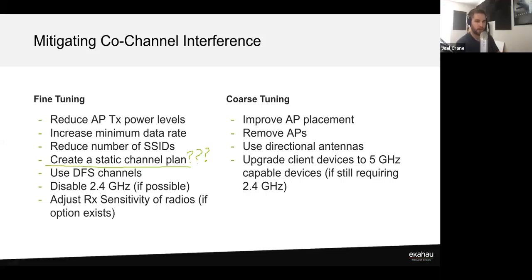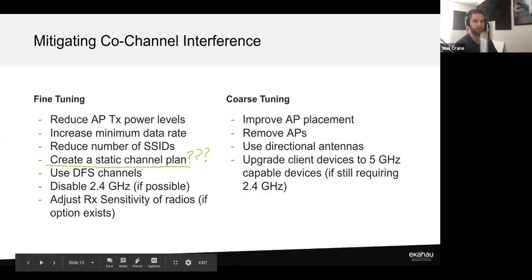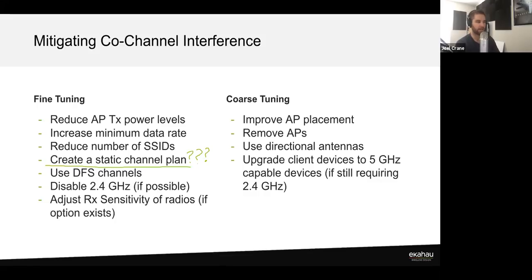So I think there is potentially a lot of debate around static channel plan versus using whatever automatic stuff your infrastructure vendor provides. You hear the argument both ways. If you use a static channel plan and some interference shows up, now your APs are unable to adapt and move over to other channels. Whereas we've all seen situations where the automatic stuff will back the whole network into a corner, where pretty soon you've got all your stuff on one channel anyway.